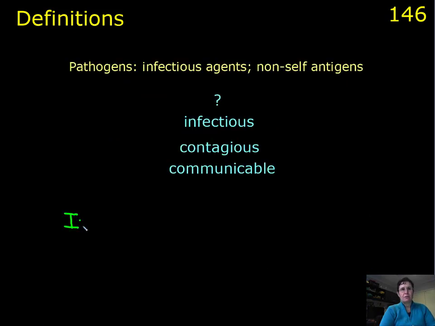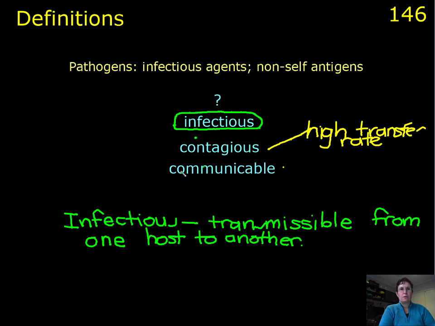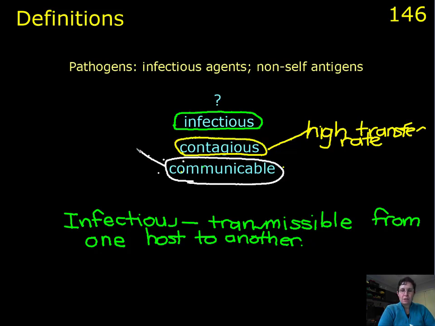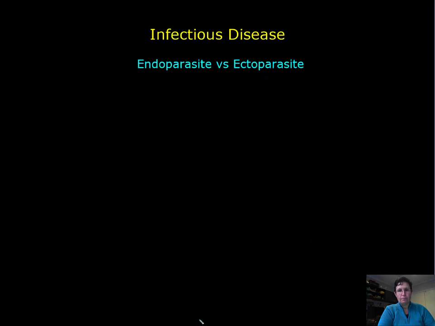If something's infectious, it means that it's transmissible from one host to another. If something is contagious, it's an infectious pathogen that is transmitted from host to host very easily. So there's a very high rate of transfer. If a disease is communicable, while it's infectious, its rate of transfer between one host and another is relatively low.